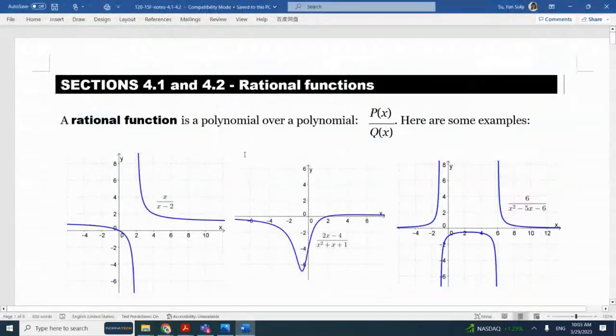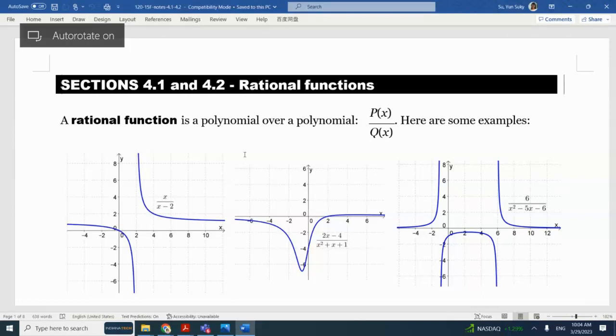So 4.1 is not on exam 2. It's going to be on exam 3. But when you are reviewing the exam 2 materials, we still need to cover the new stuff. Okay. All right.